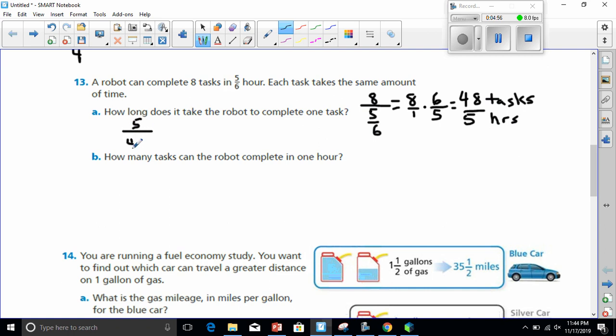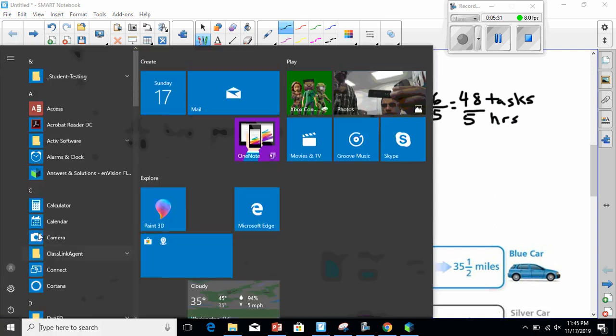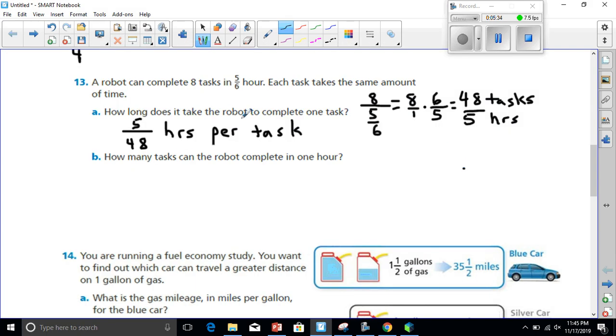5/48 hours. And I guess we could specify per task. We would have to divide 60 by 48 to know exactly how many minutes that's going to come down to, but in fractions, that'll be 5 over 48. I guess if we wanted to put it in decimal form, that really wouldn't help us in hours, would it? So let's just leave it like that.